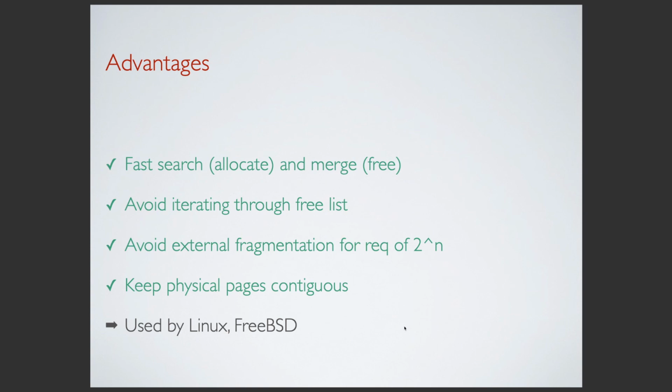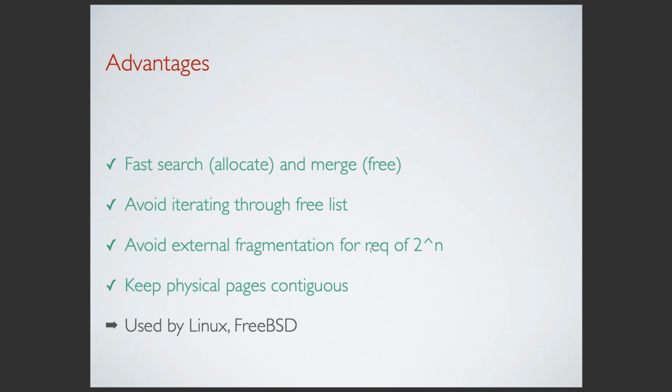You take the head of the corresponding list. Merge, it's also very fast. When you want to free memory, you just check the buddy and then you merge them if it's free. You do that recursively, but basically this is in n log n. So you don't iterate through an entire free list. And you don't iterate because you just need to flip bits.